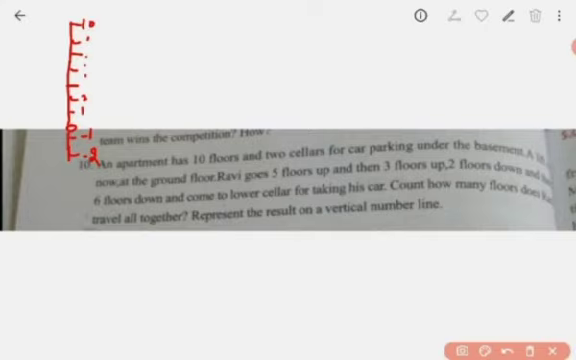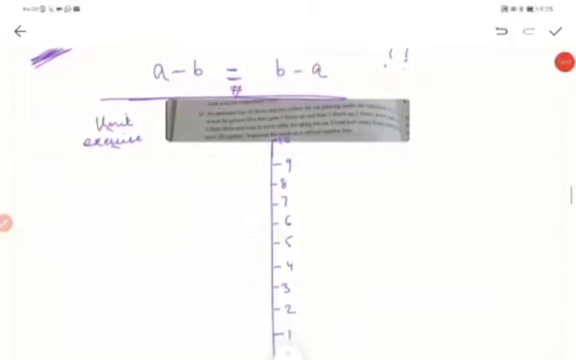Now a lift is at the ground floor. Now the lift is at this position. So Ravi is going to the 5th floor now: 1, 2, 3, 4 and 5. So he is going to the 5th floor.